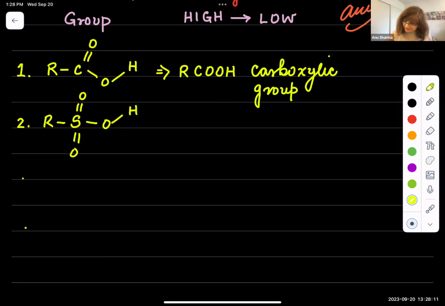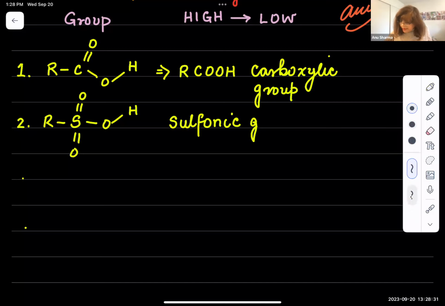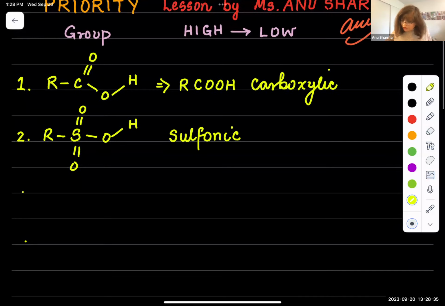Next, instead of carbon, sulfur can be substituted, and that becomes a sulfonic group. So then it becomes a sulfonic acid. We call this the sulfonic group. Instead of writing group again and again, I'm just going to leave it out, so you get the idea. These are all groups.